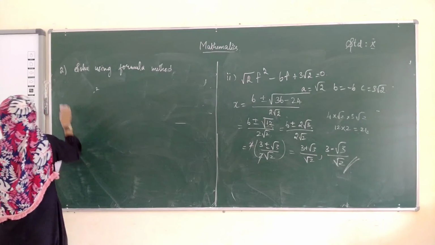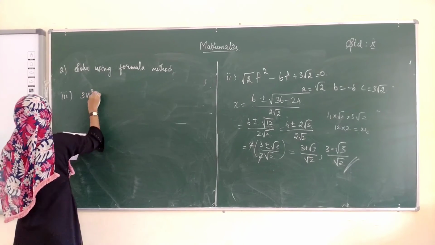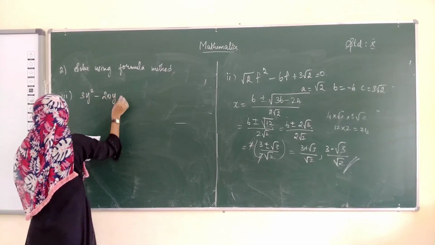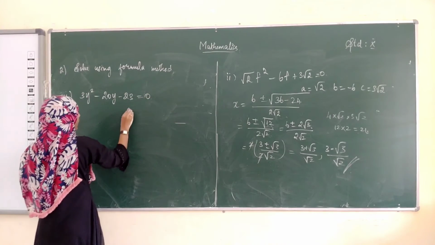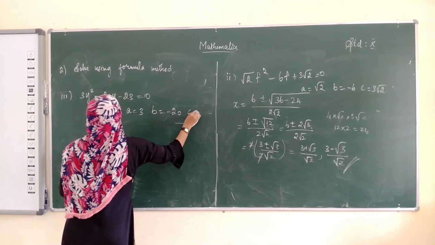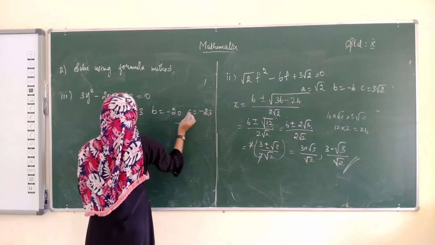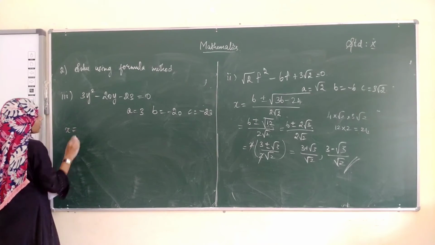Now, the third one: 3y squared minus 22y minus 23 equal to 0. From this what we can take? The value of a is 3, the value of b is minus 22, and the value of c is minus 23. Okay? So, what's the formula?